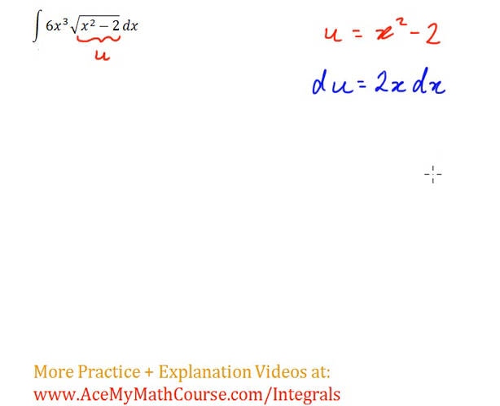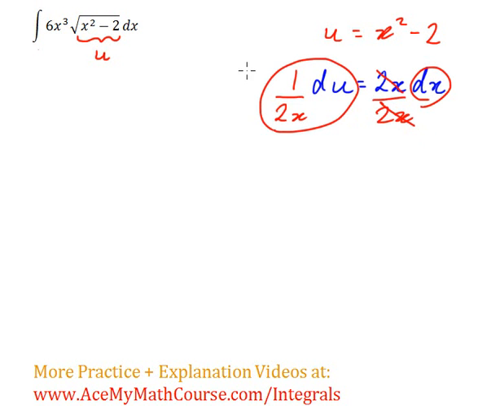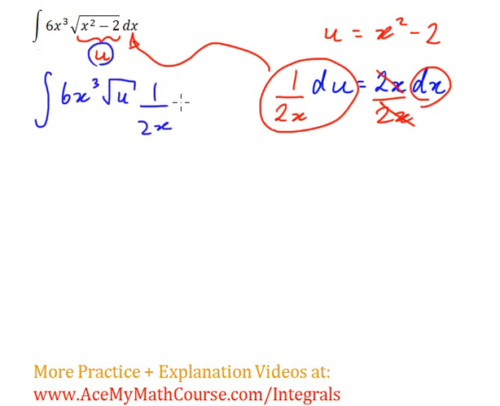Great. Now, what do we do? Well, what I like to do is just multiply both sides here by 1 over whatever is multiplying the dx, which is 2x. That way they cancel out. So I have the dx, I can just actually replace it right there. So we have 6x cubed times the square root of u times dx, and dx is just 1 over 2x du.